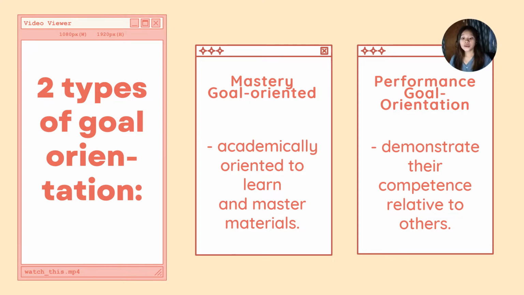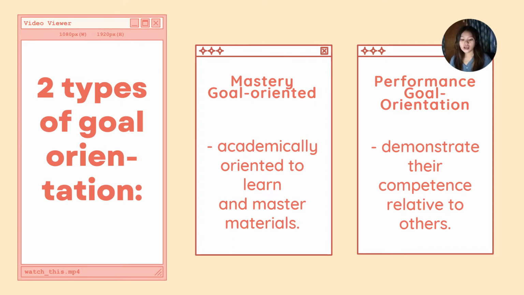Mastery goal oriented students are those academically oriented to learn and master materials and to demonstrate their competence by performing well. Mastery goal orientation is also defined in terms of a focus on learning, mastering the task according to self set standards or self improvement. For example, I want to become the best basketball player I can be, and that is a mastery goal. When you focus on increasing your skills, you're less likely to quit when things get hard or mistakes occur.